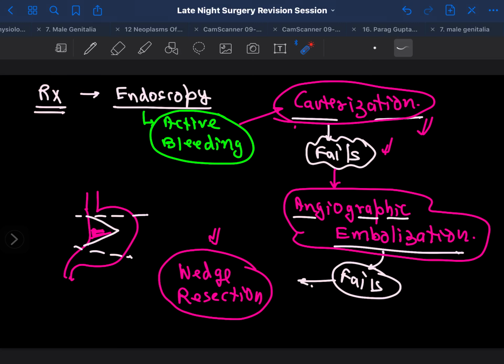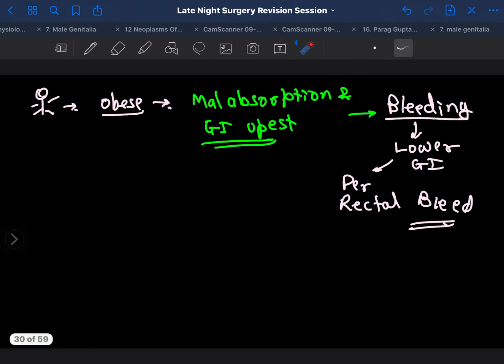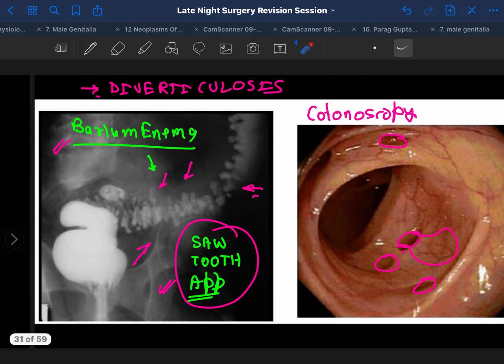Then I talked about the treatment. So how will you manage it? So you have to go in for an endoscopy. This is how you'll diagnose it. If you find an active bleed in front of your eyes, you go in for cauterization. If at all the cauterization fails, you go in for an angiographic embolization. If that fails, you have to go in for a wedge resection. So this is how you'll manage a patient of a Dieulafoy lesion. Okay, I hope you got this point.